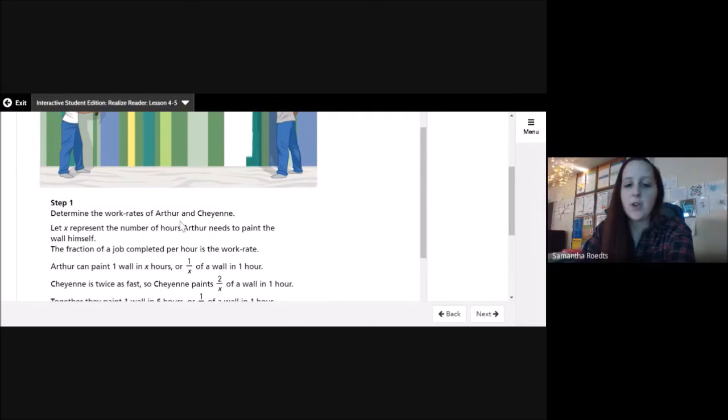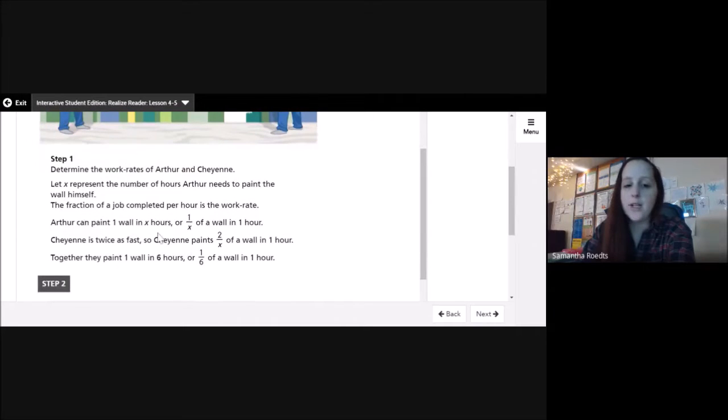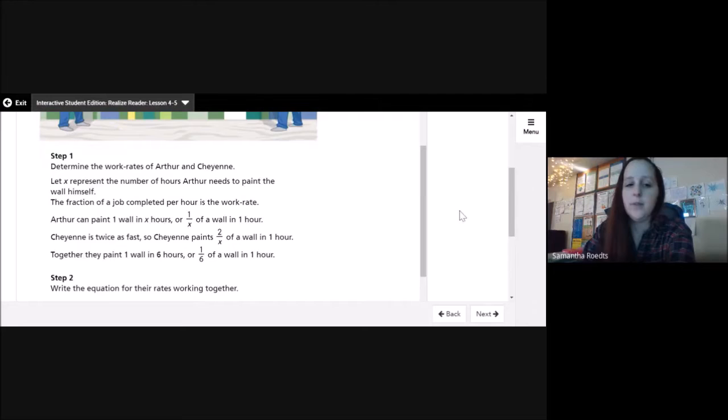Determine the work rates of Arthur and Cheyenne. Let x represent the number of hours Arthur needs to paint the wall himself. The fraction of a job completed per hour is the work rate. So Arthur can paint one wall in x hours, or 1 over x of a wall in 1 hour. Cheyenne is twice as fast, so Cheyenne paints 2 over x of a wall in 1 hour. Together they paint one wall in 6 hours, or 1/6 of a wall in 1 hour.